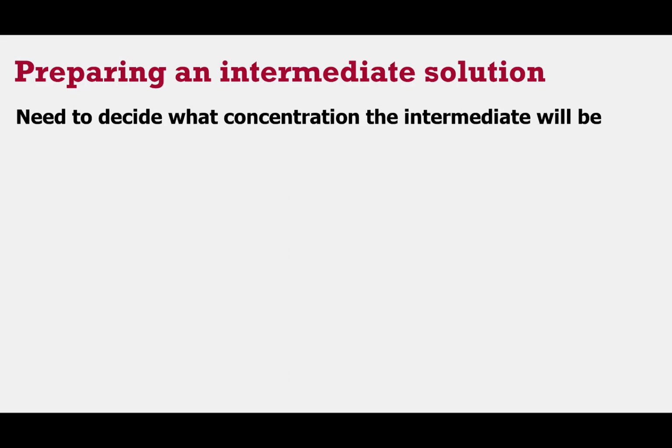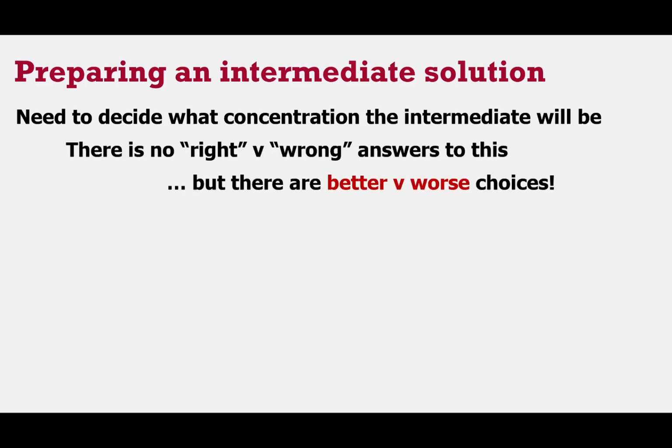Now, one of the things that really flummoxes people about the need to make an intermediate solution is that you don't have a clear guide as to what concentration or what volumes you're going to be needing to use, and that can throw people off kilter. And there is no right or wrong answer. So you could choose a particular concentration or a different concentration. You could make different volumes of it. There are no right and wrongs, but there are better and worse solutions that you can make.